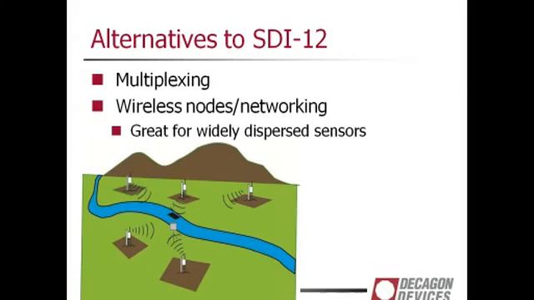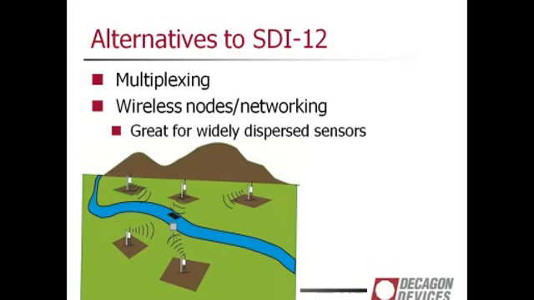But there are alternatives, and in some places the alternatives are better than SDI-12. If you have a highly dispersed network of plots, there are a lot of good wireless networking options out there right now. Lots of data logger companies are getting into that, so you can probably find a wireless option if you've got highly dispersed sensors.